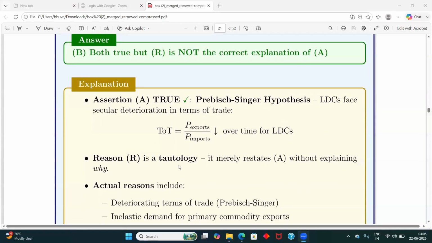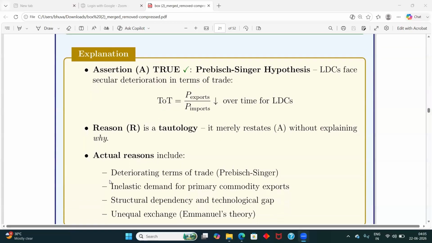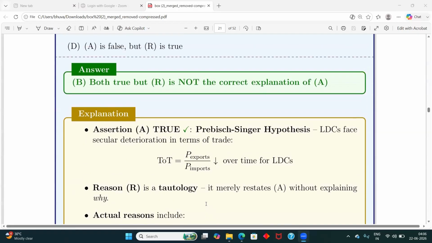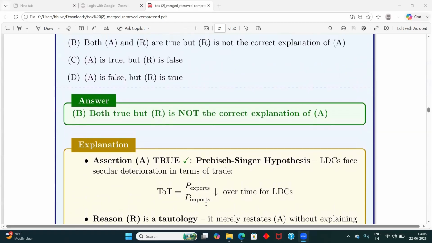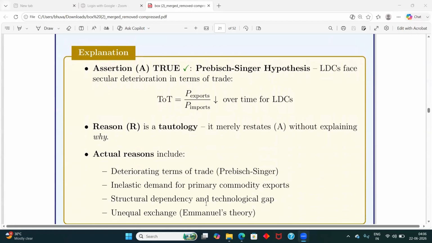The reason is a tautology, merely a restatement of the assertion without explaining why. The actual reason includes the following: deteriorating terms of trade, the Prebisch-Singer thesis, inelastic demand for primary commodity exports, structural dependency and technological gap, and unequal exchange. This theory is Emmanuel's theory. So the correct option is B. Both assertion and reason are true, but the reason is not the correct explanation of the assertion.